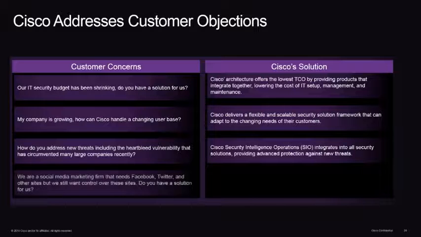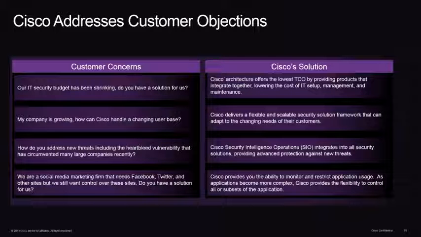A fourth customer needs control over social media. "We are a social media marketing firm that needs Facebook, Twitter, and other sites, but we still want control over these sites. Do you have a solution for us?" Cisco's solution: Cisco provides you the ability to monitor and restrict application usage. As applications become more complex, Cisco provides the flexibility to grow and leverage these new applications, while still offering the control of all or subsets of the application.